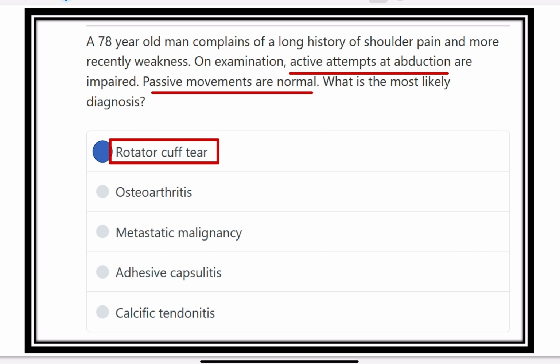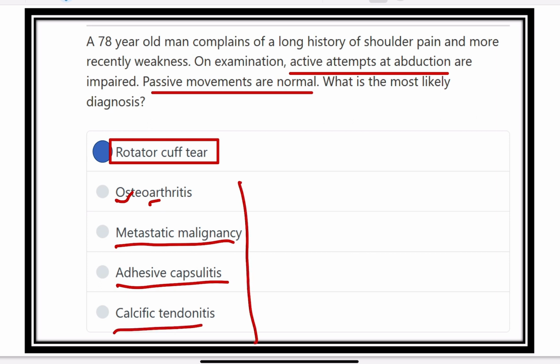In case of osteoarthritis, there is pain in both active and passive movement, but active movement is possible. And in metastatic malignancy, adhesive capsulitis, and calcific tendinitis, in all conditions active abduction is possible, but there is pain or reduced movement.